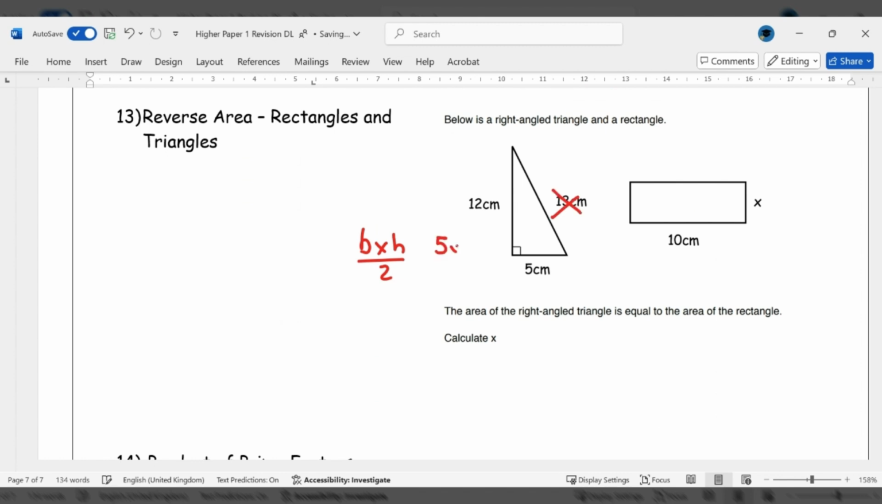5 times 12 divided by 2, 60 divided by 2, so 30 centimeters squared. And we're told here the area of the right angle triangle is equal to the area of the rectangle. What is x? Well, 10 times what gives 30. There's no divided by 2 here. It's not a triangle. It's literally length times width, or base times height, whatever you prefer. So the missing length comes from dividing the area by that. So 3 centimeters is the missing length there.